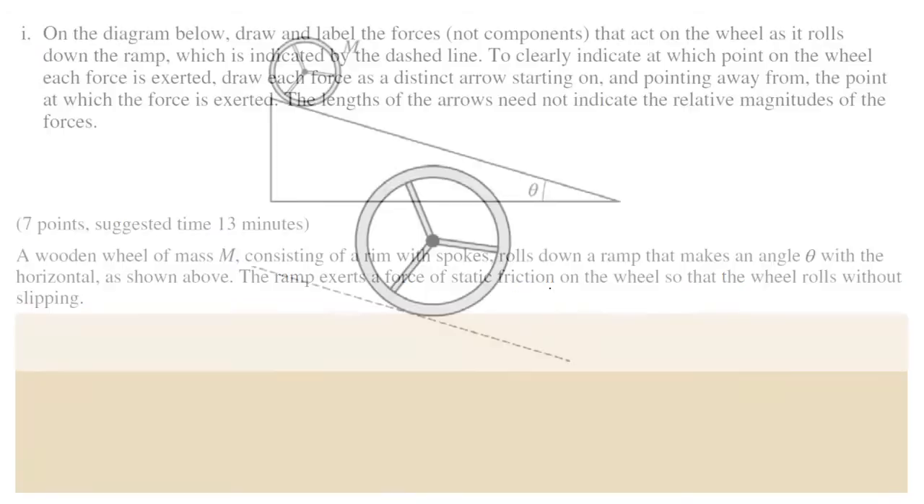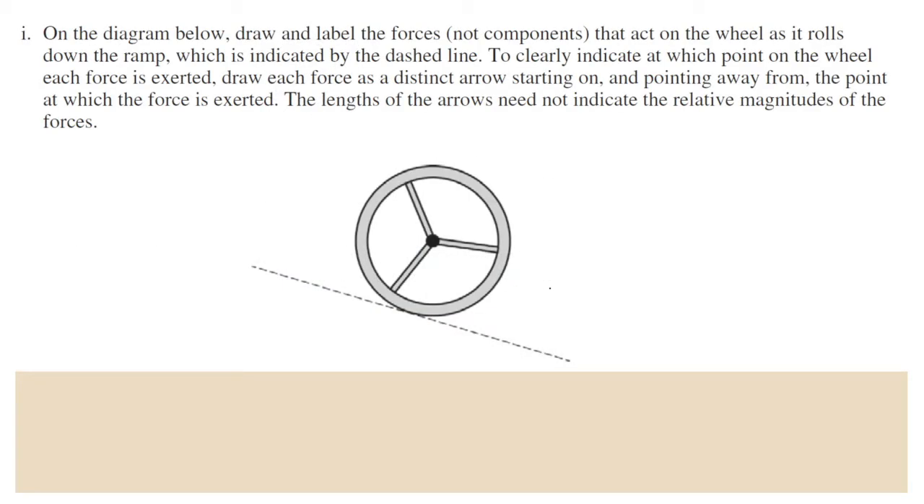Now, the first part of part A of this question said on the diagram below, draw and label the forces, not components, that act on the wheel as it rolls down the ramp, which is indicated by the dashed line. To clearly indicate at which point on the wheel each force is exerted, draw each force as a distinct arrow starting on and pointing away from the point at which the force is exerted. Then it says the lengths of the arrows need not indicate the relative magnitudes of the forces.